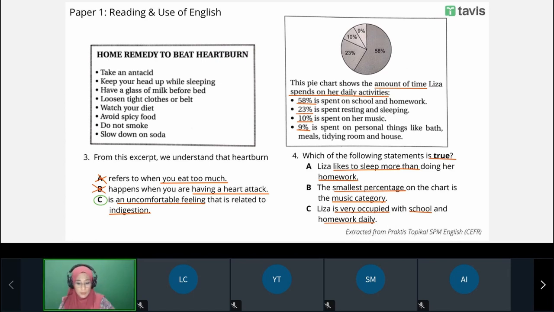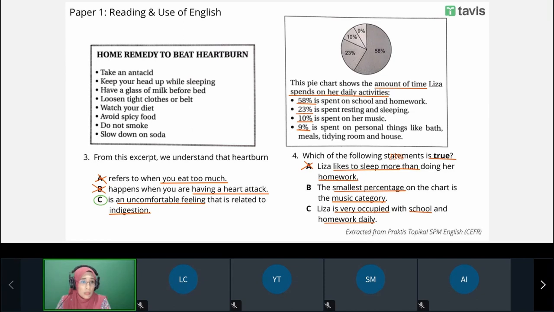It's just 23%. Right? It's just 23%. Correct? She is only resting and sleeping about 23%, compared to doing her homework, which is 58%. Okay, so I shall put that here. I hope that you can see. So 23% compared to 58%. You know, definitely this answer is already wrong, right?